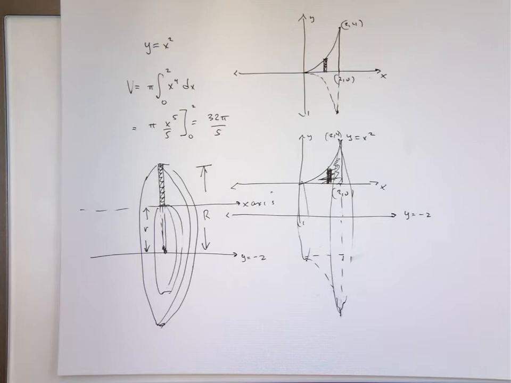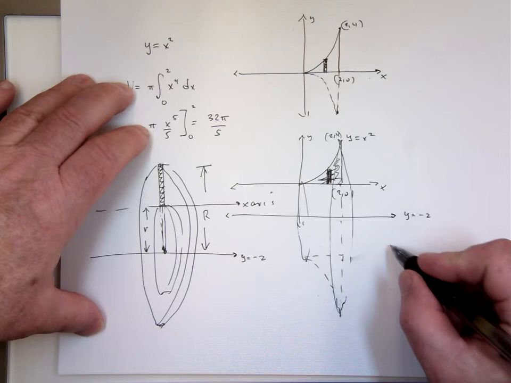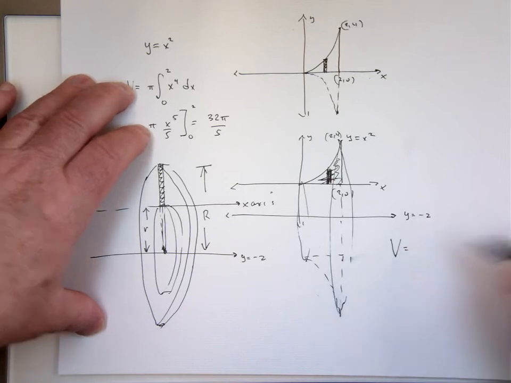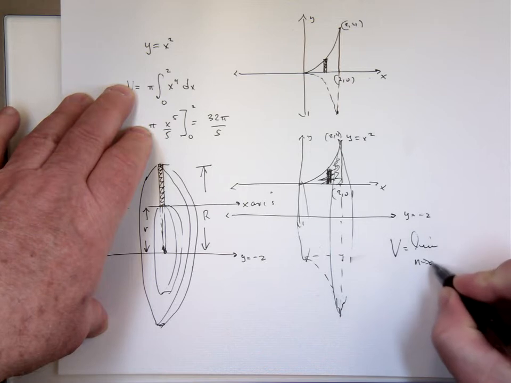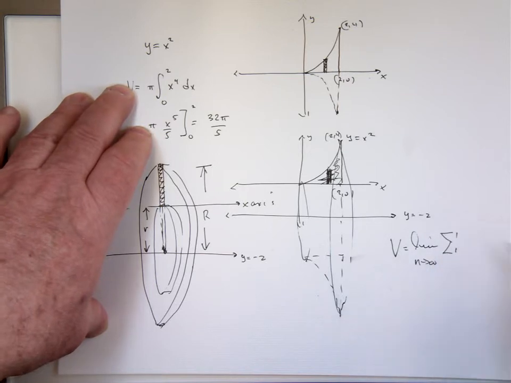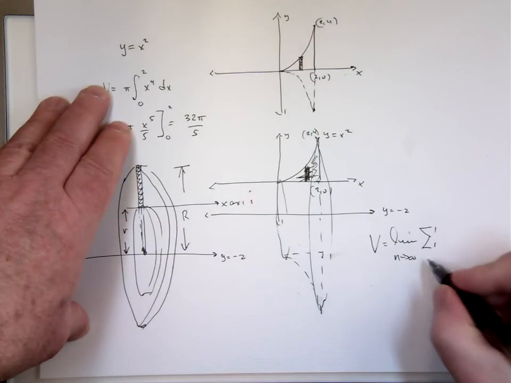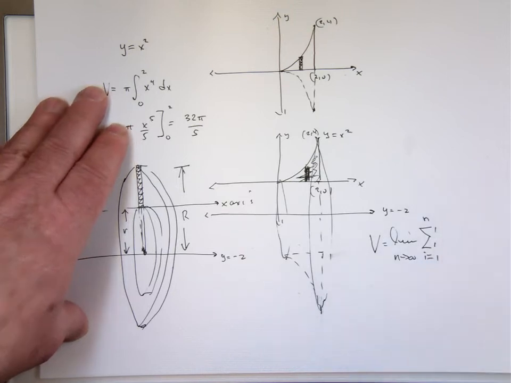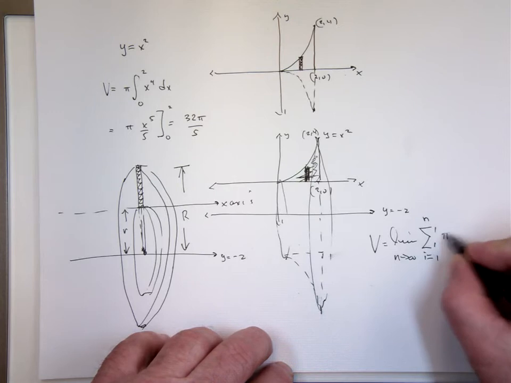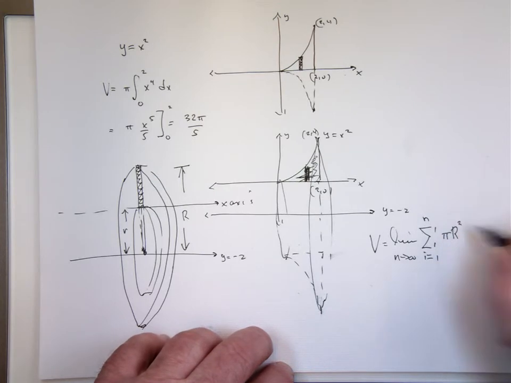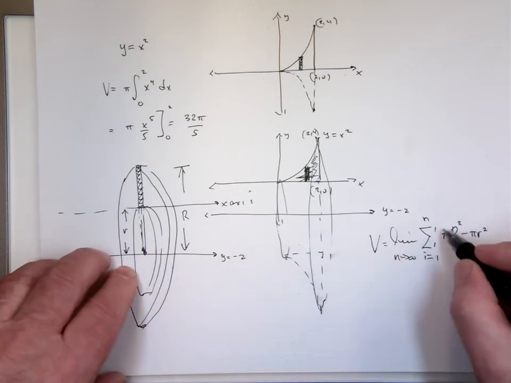So here's what we got. That volume is equal to the limit as n goes to infinity of the sum of all these individual pieces of volume. There will be the outside volume, which will be pi capital R squared minus pi little r squared, each of which times delta x.